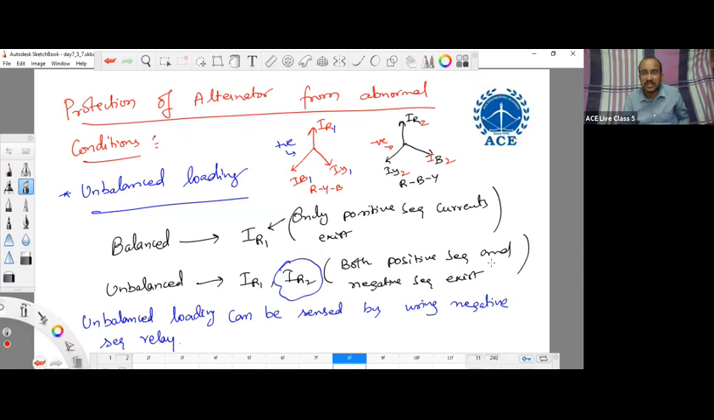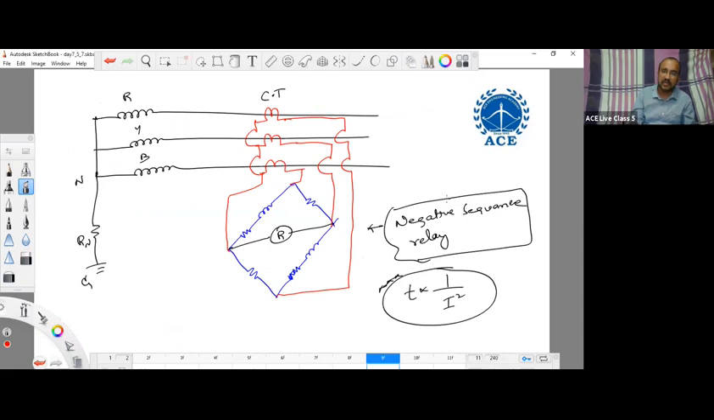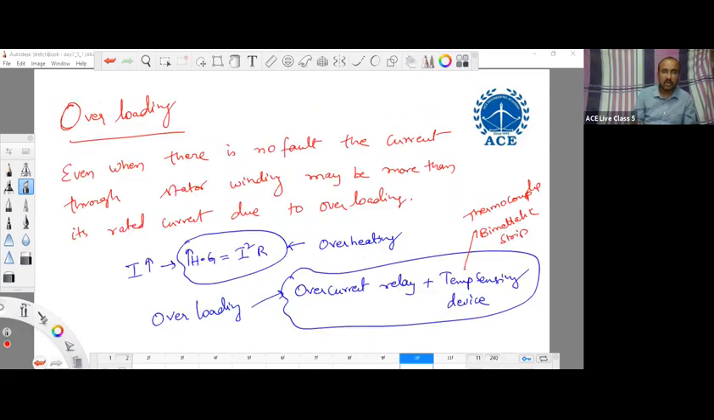So what is our observation? Unbalanced loading can be sensed by using which relay? Negative sequence relay. So for sensing unbalanced loading, we will use a negative sequence relay. It can be constructed using the bridge type structure. Okay.